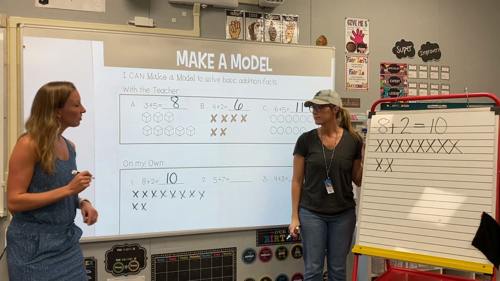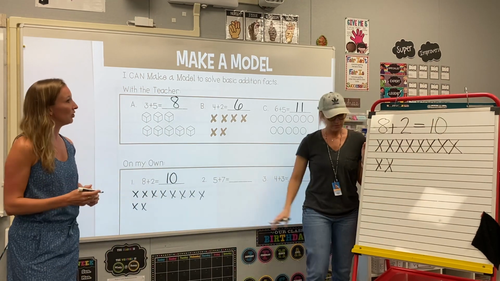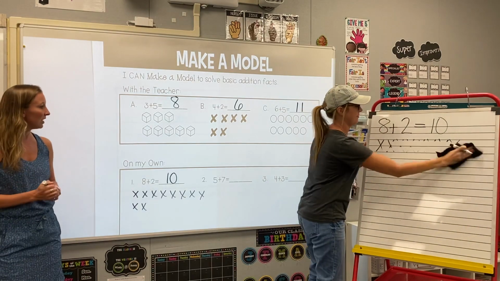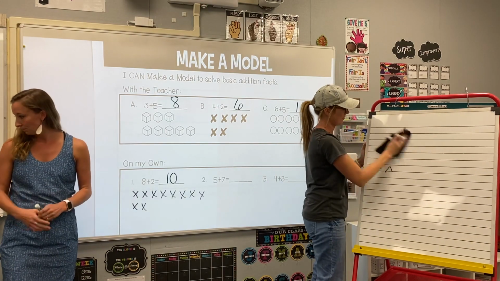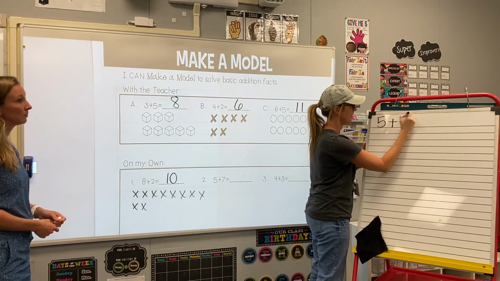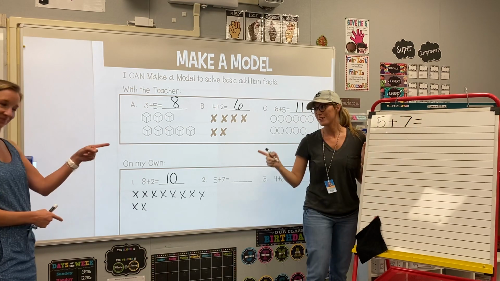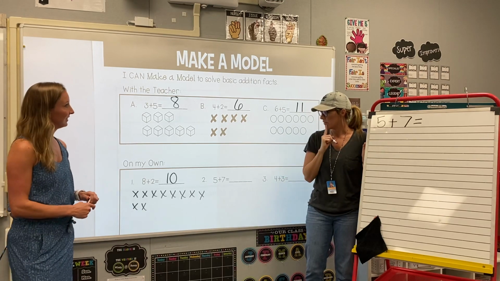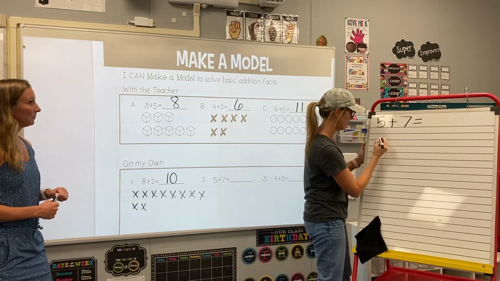All right, so Mrs. Grant, I want you to try the next problem on your own. Okay. So the problem is 5 plus 7. Okay. 5 plus 7 equals, I'm not going to forget my equal sign this time. You got it. Okay.